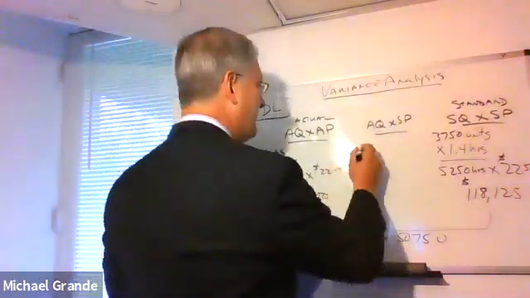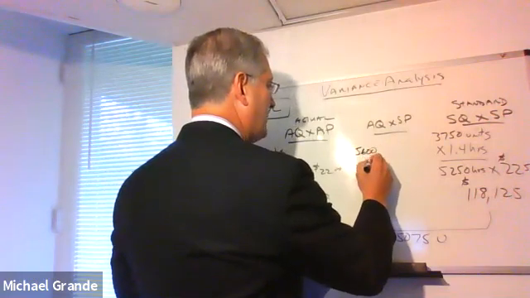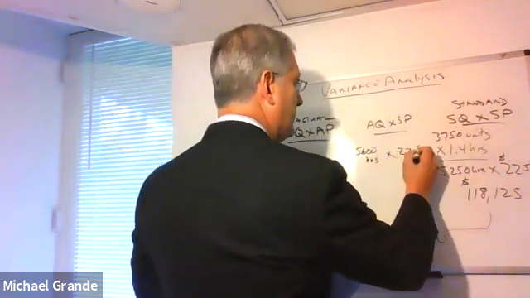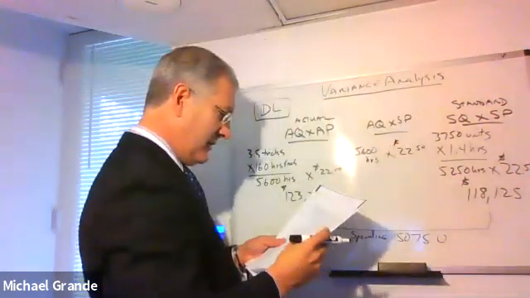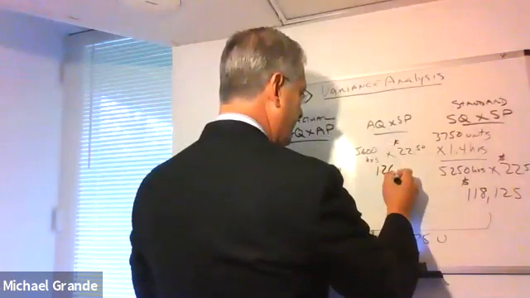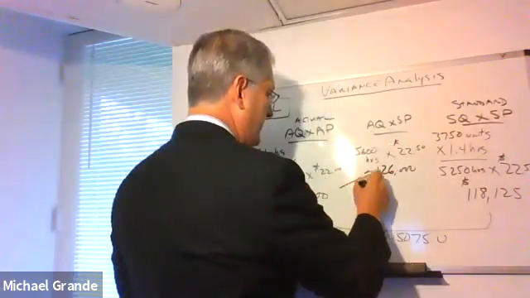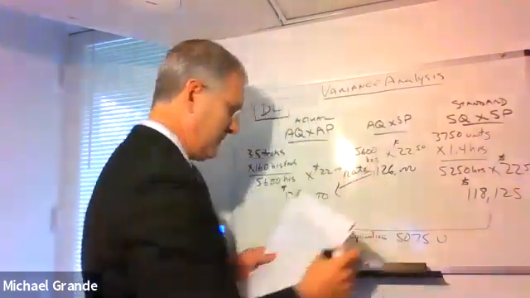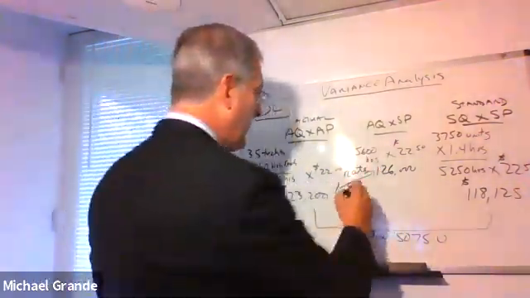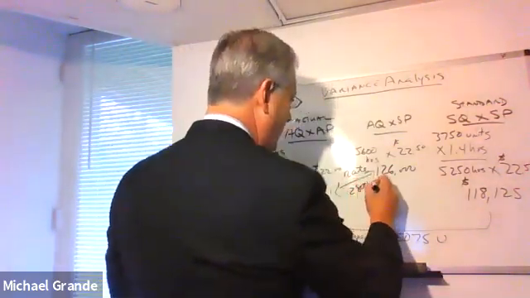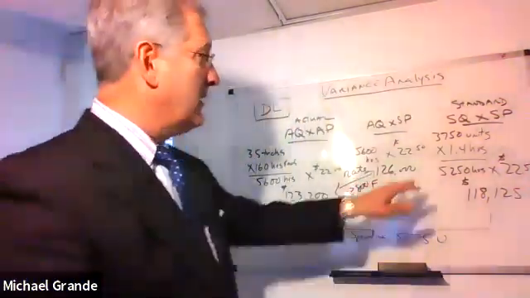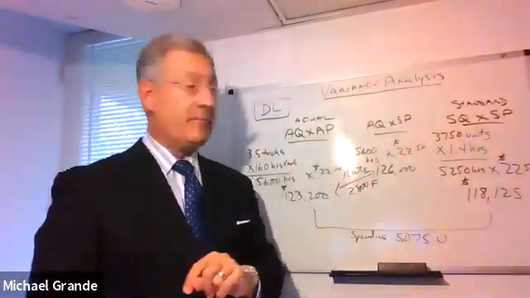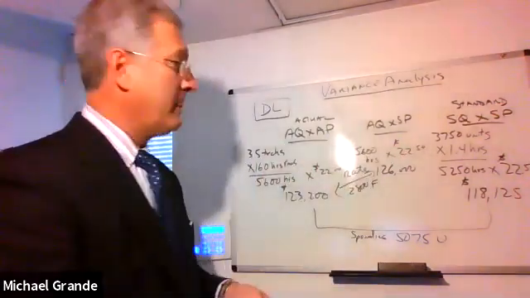Actual quantity, right? 5,600 hours. Standard price, $22.50 per hour. This number in the middle is 126. The difference between those two numbers is our rate variance, which is 2,800 favorable. Why? They should have paid them $22.50. They actually paid them $22, a 50 cent savings over 5,600 hours.